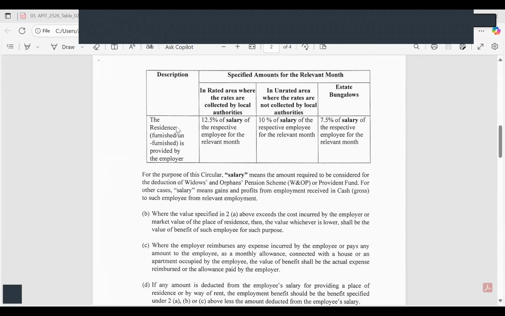Market value, we know the market value. And we know the amount we are paying to our landlord. So at that time, we should not consider that value if that value exceeds the amount mentioned in this table.